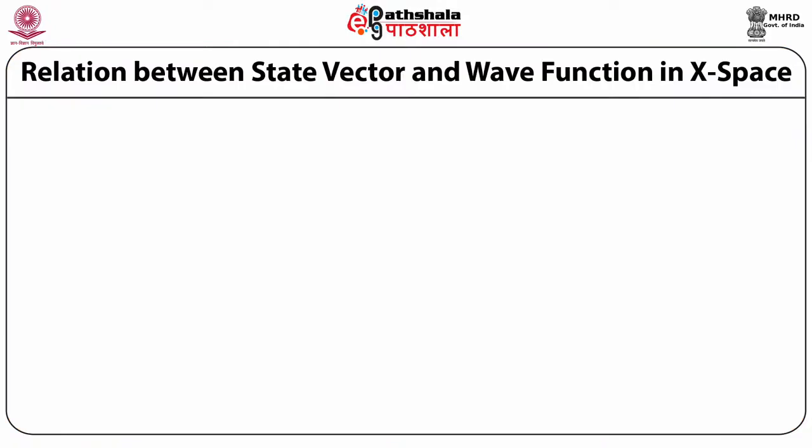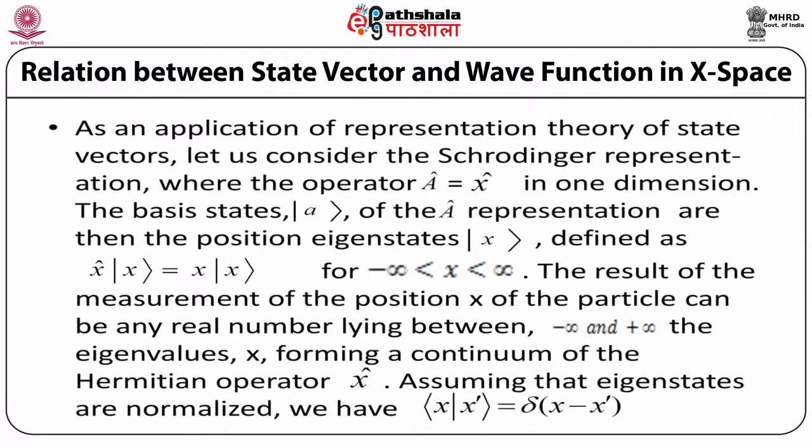Relation between state vector and wave function in X space. Now let us look at the applications of the representation theory of state vectors. So for discussing the applications of the representation theory, let us consider the Schrödinger representation where the operator A is equal to operator X in one dimension.